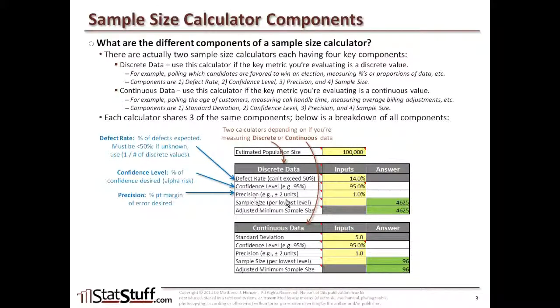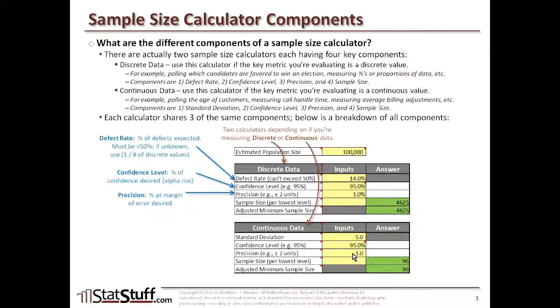Well, for the discrete calculator here, you're going to use a percentage, and that's the number that you're representing here. Precision is also a component of the continuous data calculator, but in here it's not going to be a percentage, it's going to be the value for that continuous value that you're measuring. So if you're measuring things in terms of dollars, for example, and you want to be as precise as within $10, then you put in 10 if that's your measurement.